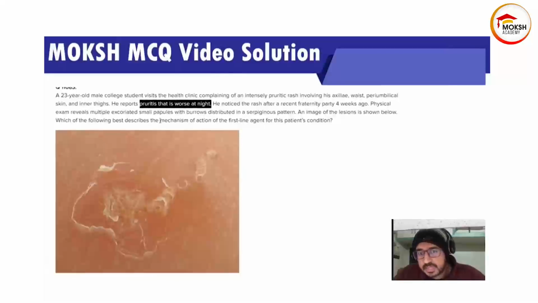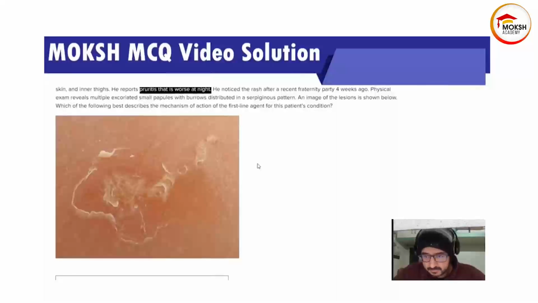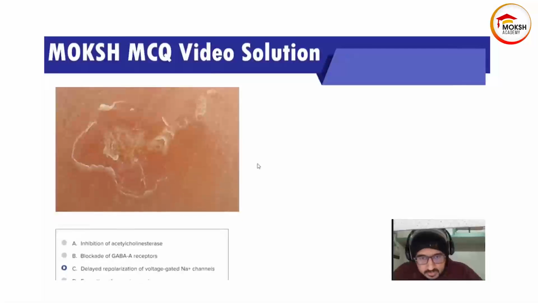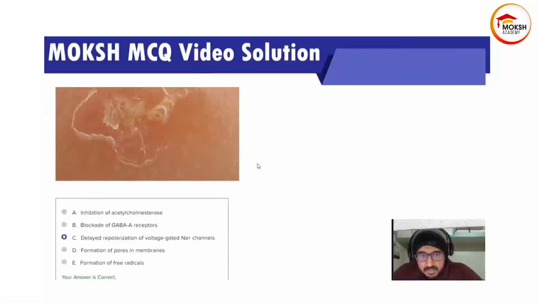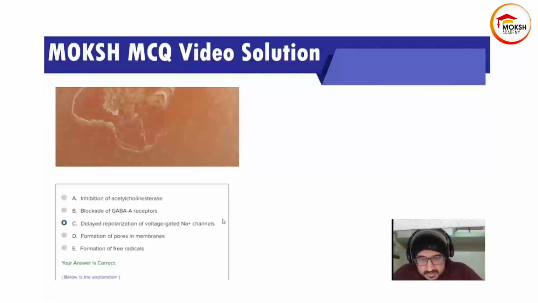So they want to know the mechanism of action of the first line agent. So can anybody tell me what is the first line agent? Then we'll go to the mechanism. Yes, very good. Permethrin. Excellent. So permethrin is the first line agent, and the mechanism of action of permethrin is basically it delays the repolarization of voltage gated sodium channels. So when it delays this repolarization, it will prevent neurotransmission, right? As a result, it paralyzes the mite and it leads to death of the mite.